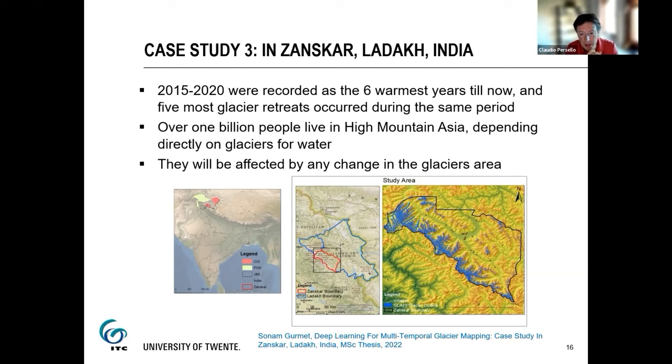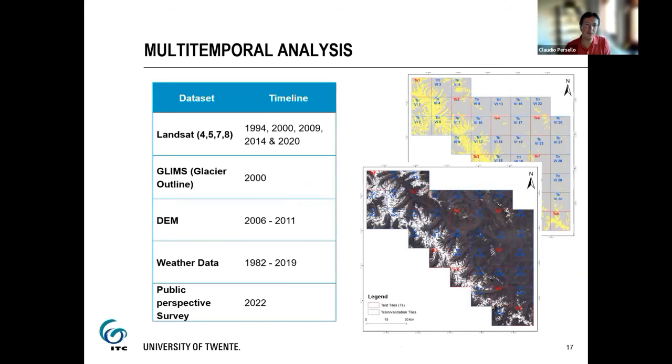And therefore, the retreat of glaciers in this area is very problematic and can have severe consequences on the population. So this is a study by a student, Sonam, who actually comes from that area, and he recently completed his MSc degree here at ITC. I will just briefly talk about what he did.